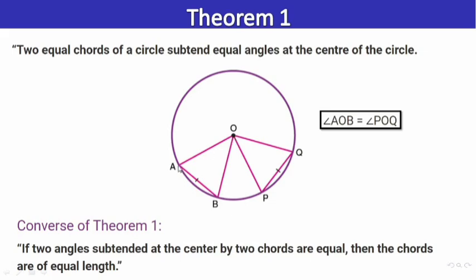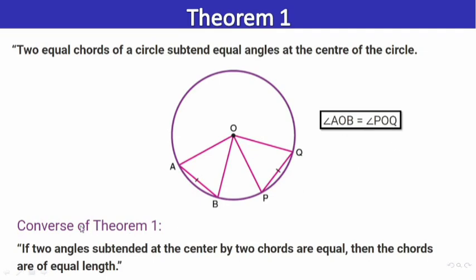Now see, this AB makes an angle AOB with the center. This is the angle subtended by chord AB at the center. The angle subtended by chord PQ will be POQ. So we have two angles being formed here: AOB, and the angle formed by the other chord, POQ. As per the theorem, these two angles will be equal. That is, angle AOB will be equal to angle POQ.